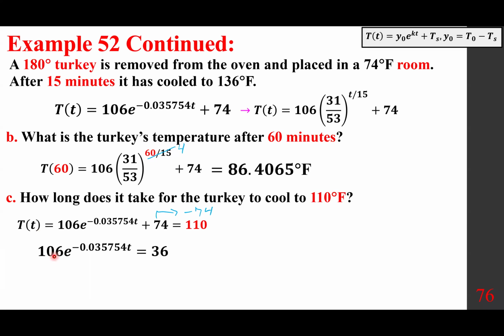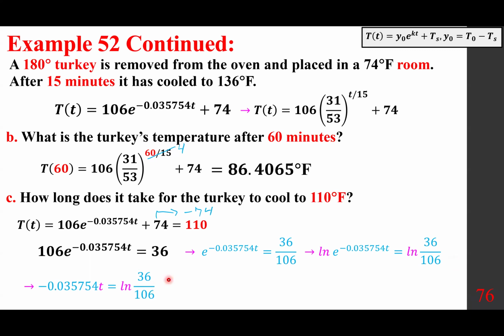Divide both sides by 106. Either write it in exponential format or just take the natural log. Natural log of the left equals natural log of the right. The left becomes just the exponent, which is negative 0.0357540 t, and the right is ln of 36 over 106. Again, I'm not simplifying the fraction on purpose. So t is the right side divided by the coefficient of t.